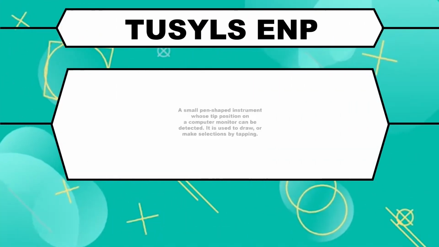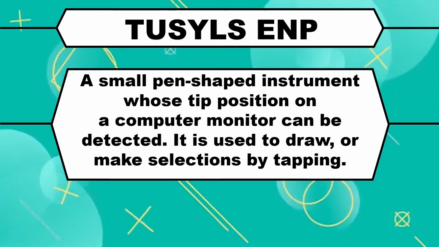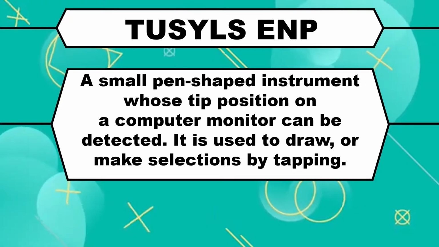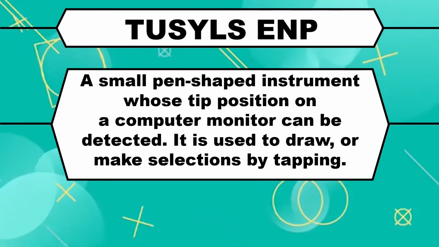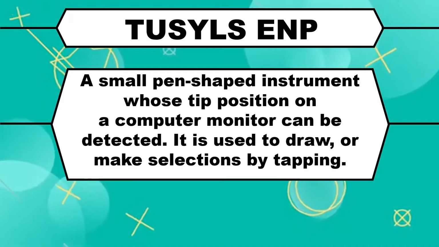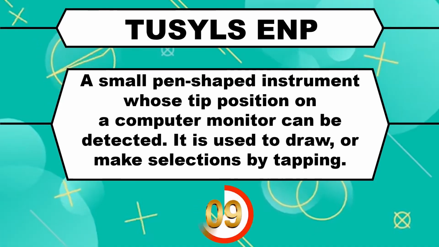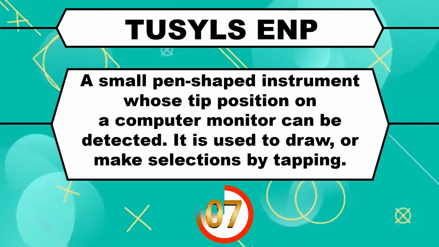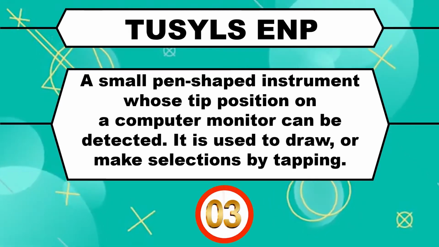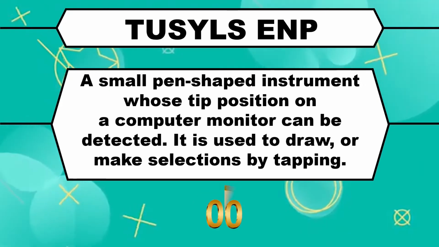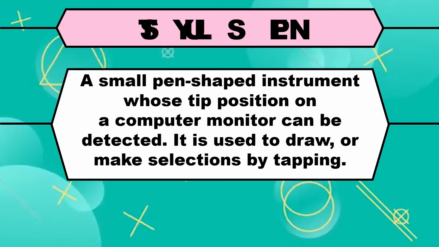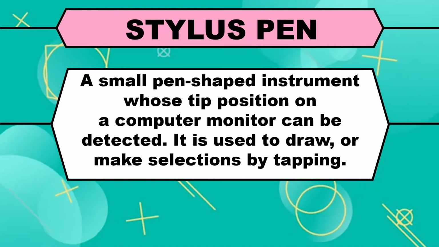And for the last number, number 5. A small pen-shaped instrument whose tip position on a computer monitor can be detected. It is used to draw or make selections by tapping. Time is up. If your answer is stylus pen, impressive, you are correct.